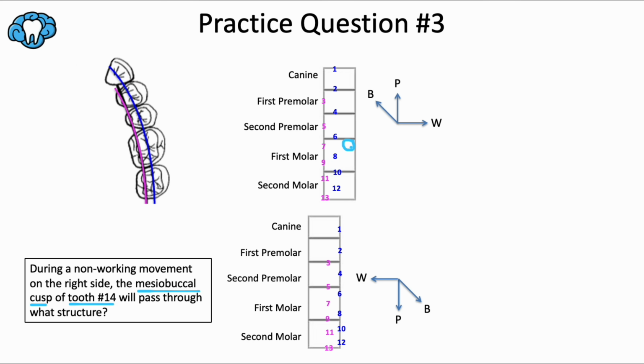Step number 2, find where it occludes in the opposing arch. So we can see that we're to the right of 6, 7, and 8. So we find 6, 7, and 8 on the lower arch, and we just reproduce our circle to the right there. Step number 3, determine the movement. Now, be very careful with this part. So tooth number 14 is on the left side of the mouth, and we're being told this is a non-working movement on the right side.